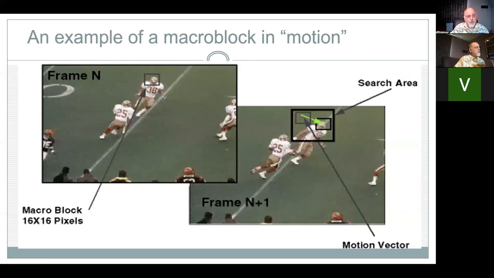Here's a macro block in motion. What we have here is the head of a football player that's going to be tracked by the software. So we've put a box around it, and you can see that it moves now. The football player moves, the head moves, the shape of the head changes, there's motion involved. All that data is being collected of that group of pixels.